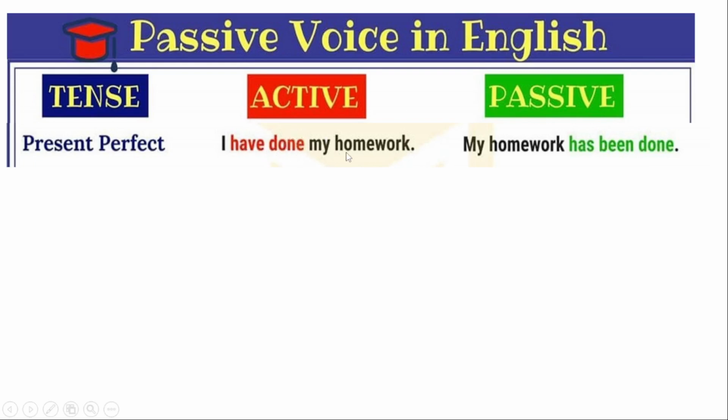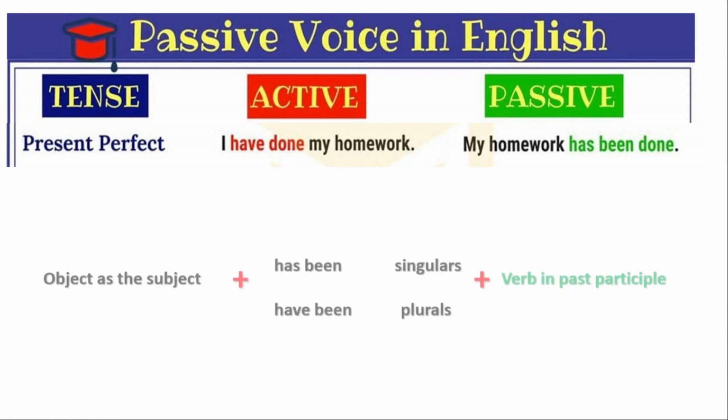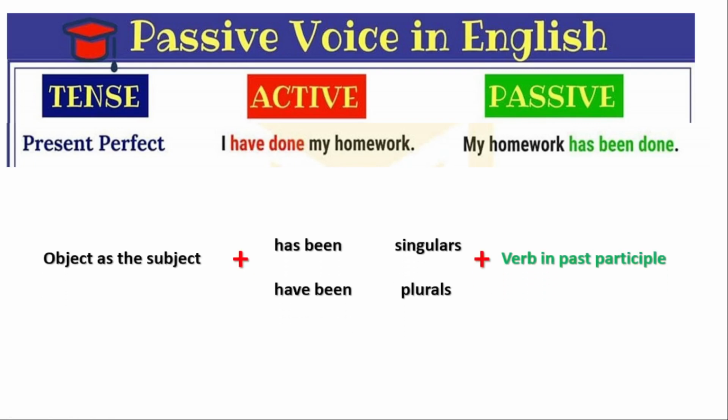I have done my homework. It's an active voice. But how do I make a passive voice in present perfect? Well, again, I take the object as the subject, my homework, but now I'm going to use has been for singulars, and have been for plurals. This is singular, so I'm using has been.